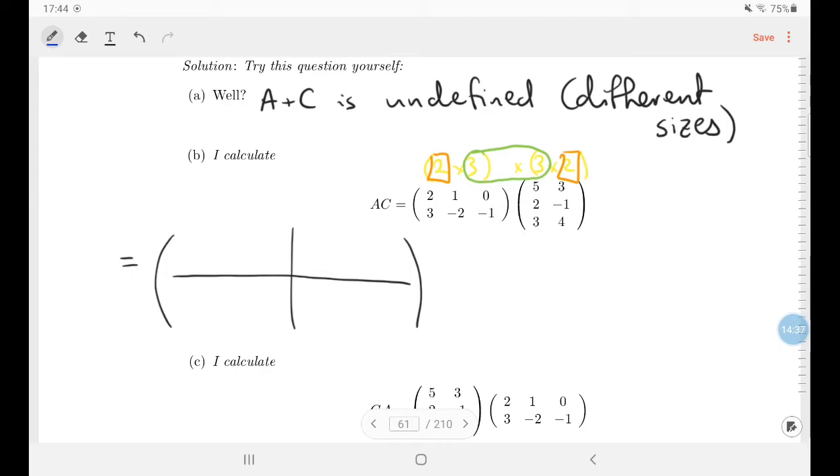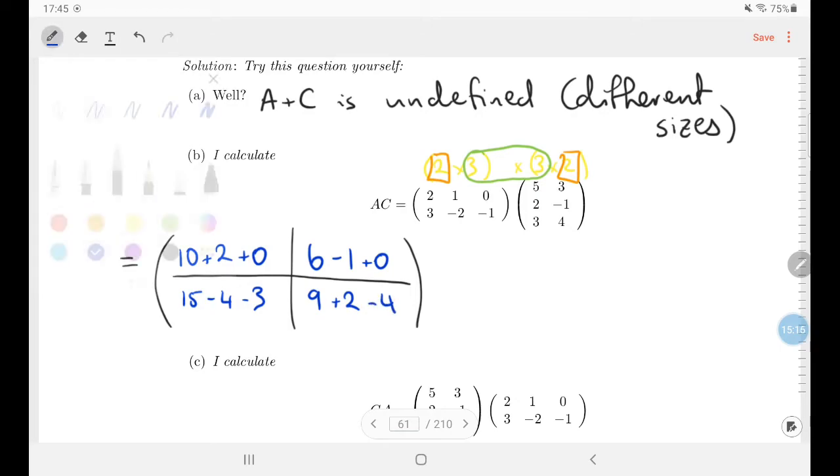So in the top left corner, it's going to be 2 by 5 is 10, plus 1 by 2 is 2, plus 0 by 3 is 0. The next one is row 1, column 2. 2 by 3 is 6, plus 1 by minus 1 is minus 1, plus 0 by 4 is 0. Down the bottom is row 2, column 1. So it's going to be 3 by 5 is 15, plus minus 2 by 2 is minus 4, plus minus 1 by 3 is minus 3. And now down the bottom, it's going to be row 2, column 2. 3 by 3 is 9. Plus minus 2 by minus 1 is plus 2. And then minus 1 by 4 is minus 4.